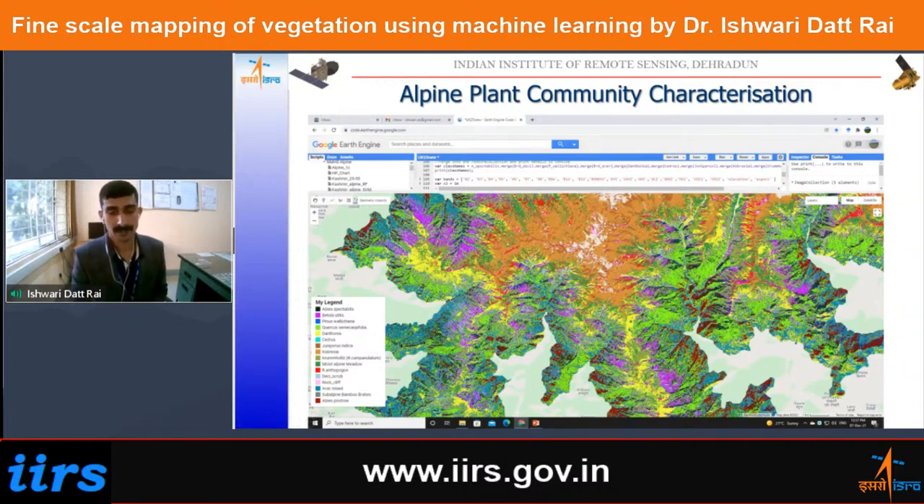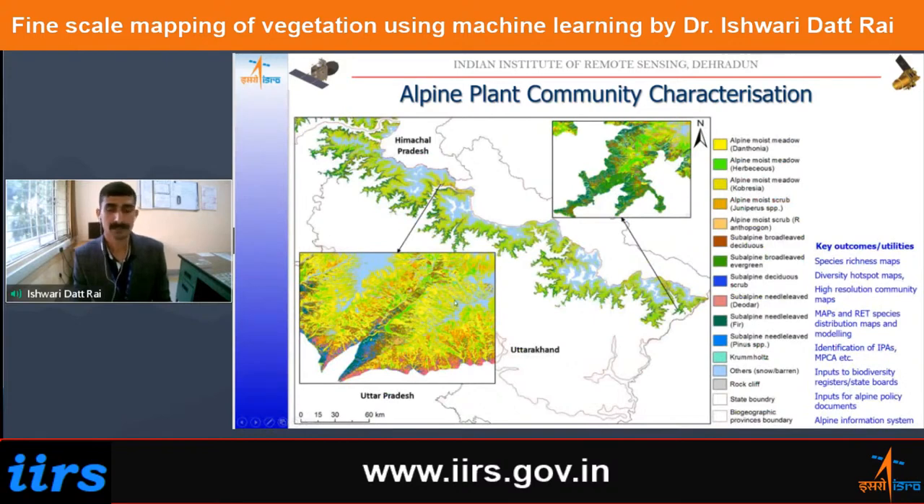These algorithms can handle very large data sets, a large number of layers, and also a large number of training data sets efficiently, and they classify the vegetation with very high accuracy. Then you can generate these kinds of maps. This is a very small portion of the map, and you can see the details of the vegetation. These are highly important in biodiversity conservation practices, because such maps were not available earlier.